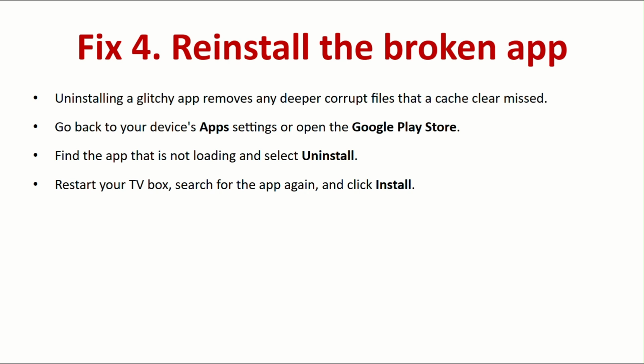Fix 4. Reinstall the broken app. Uninstalling a glitchy app removes any deeper corrupt files that a clear cache missed. Go back to your device's app settings or open the Google Play Store, find the app that is not loading and select uninstall. Now restart your TV box, search for the app again and click install.